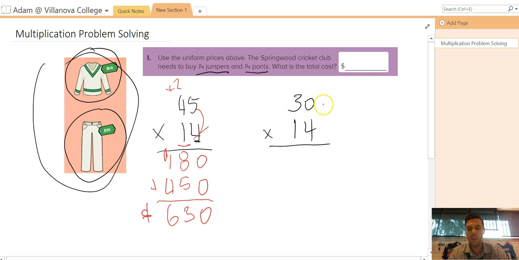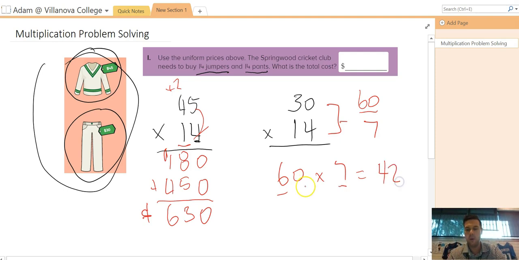Alrighty. Now we've got 30 times 14. Let's use a different strategy. Let's use the double and half strategy. So we double our 30 to become 60 and we halve our 14 to become 7. Now, 60 times 7, we know 7 times 6 equals 42, and we're working with the 10, so it's 420.